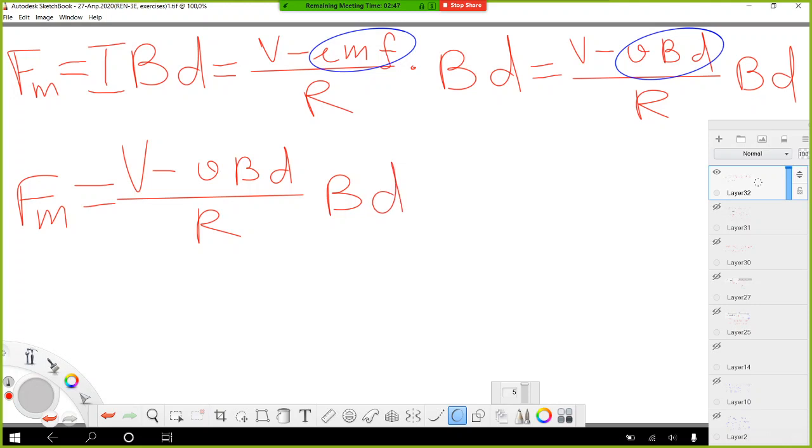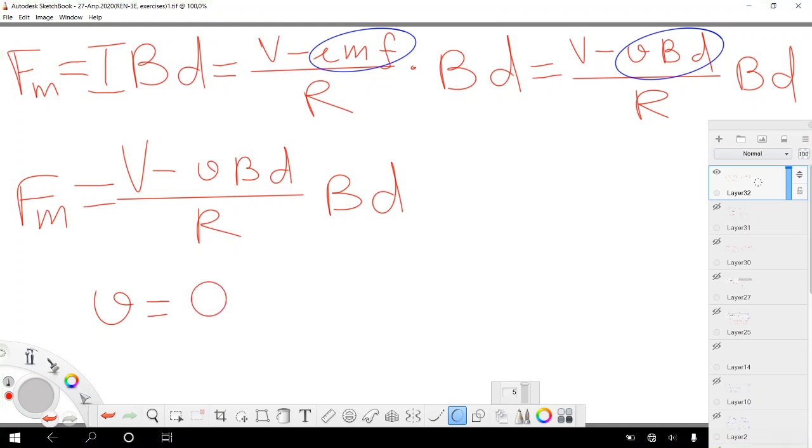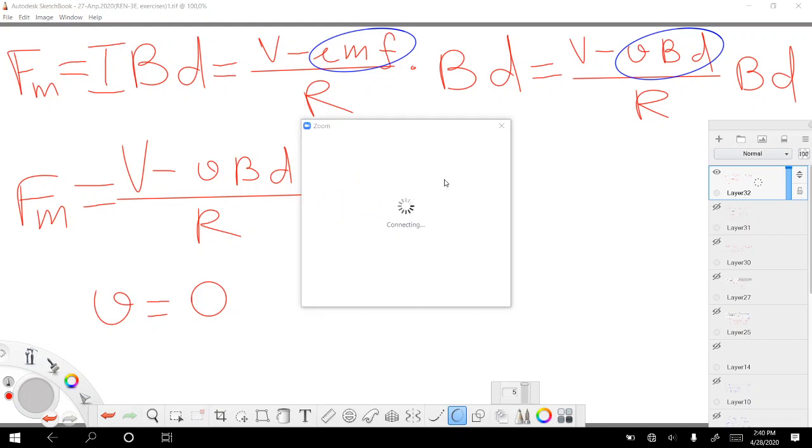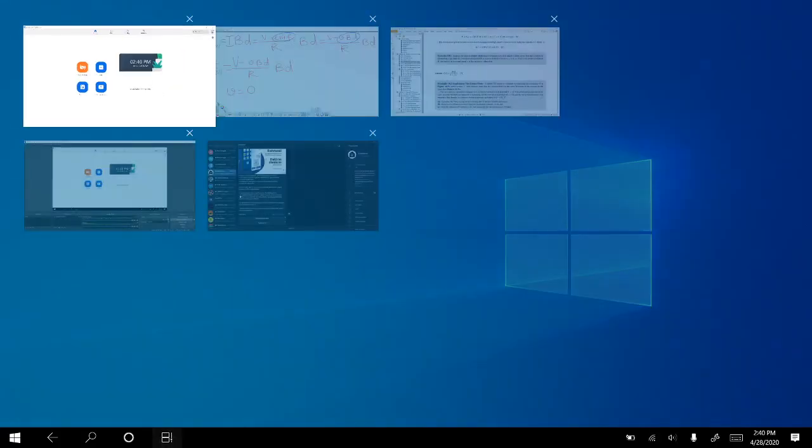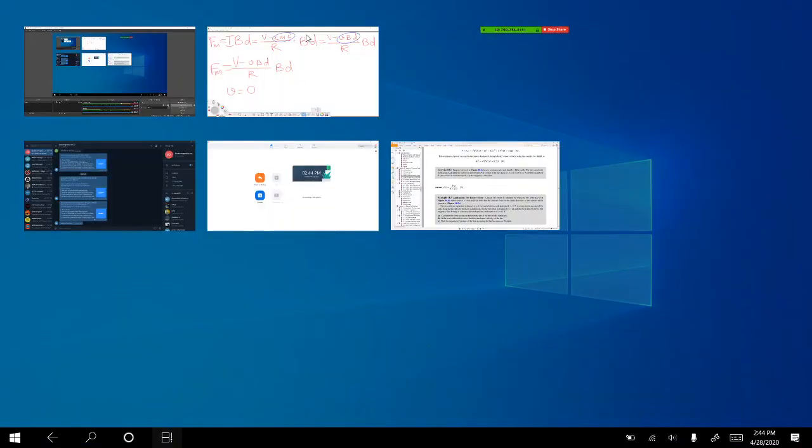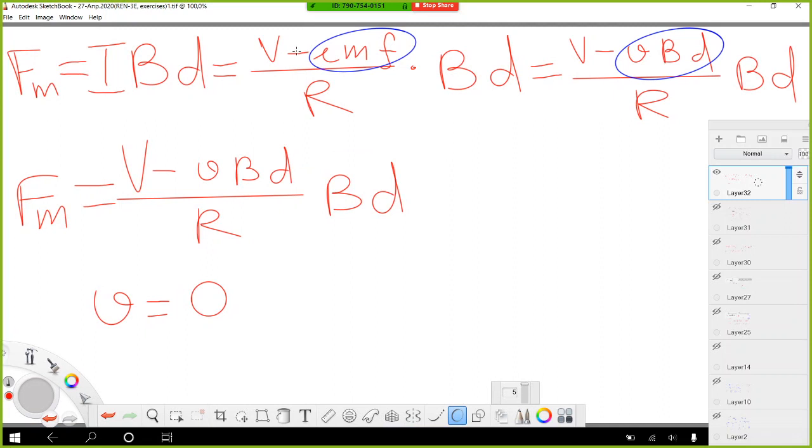Okay, this is the force which is maximum at the beginning of the motion of our bar. At the beginning of motion of our bar, velocity is 0. Okay, we are out of time. Let's resume. Well, we said this force is maximum when V is 0 or at the beginning of motion.